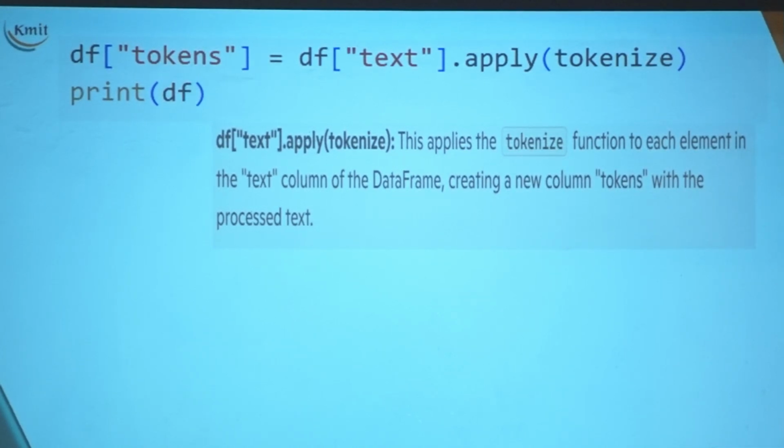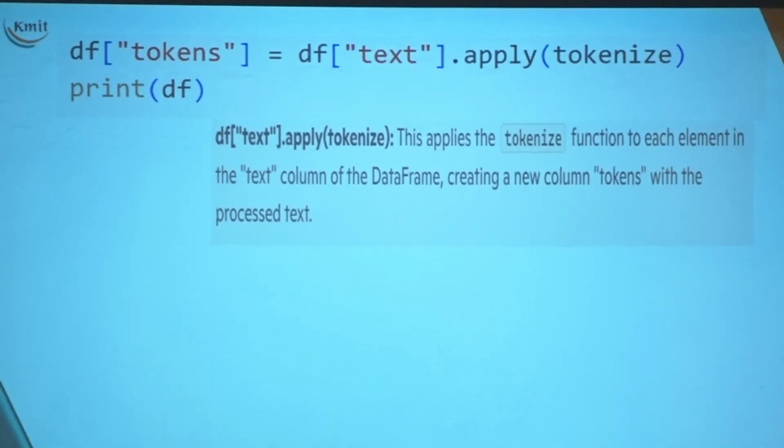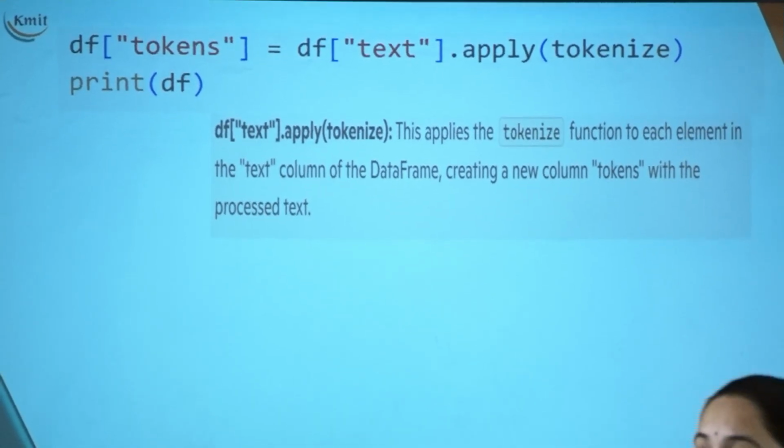In one column you will have your actual text. In your other column, what will you have now? Tokens. So that's how you have built your data frame. Are the steps clear, guys?